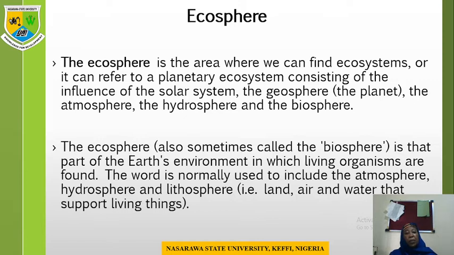So the ecosphere is the area where we can find ecosystems, or it can refer to a planetary ecosystem consisting of the influence of the solar system, the geosphere, that is the planet, the atmosphere, the hydrosphere, and the biosphere altogether. So in this form, it contains the biosphere, the hydrosphere, the atmosphere, and the geosphere, that is the planet.